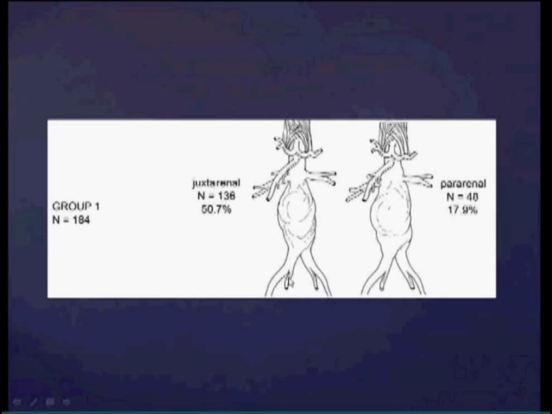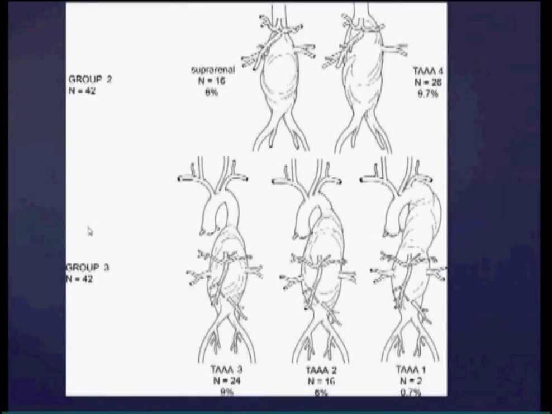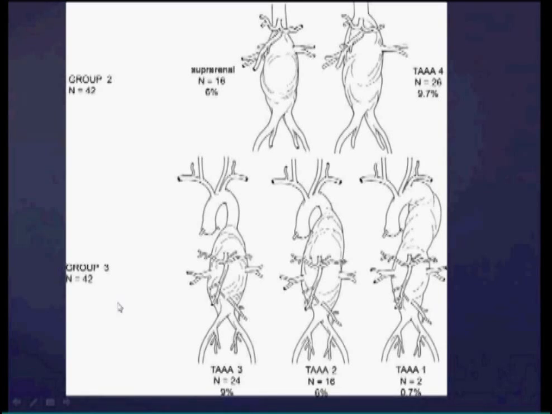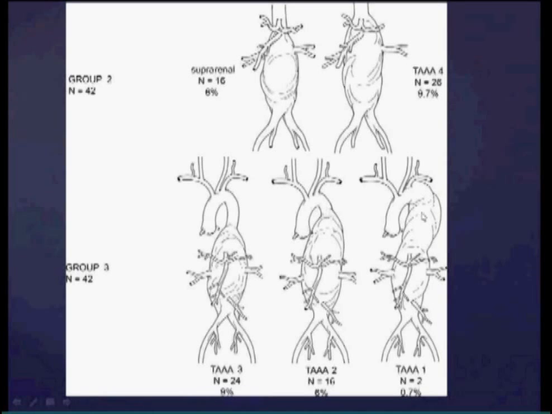So group 1, basically the simplest group, basically a short neck. The majority of patients were in this group, 180 patients, and then 42 patients in each of group 2 and group 3. So group 2 meaning that it was suprarenal, all the way to the major vessels of SMA and celiac, and then group 3 all the way to basically the higher end of the thoracic aorta.